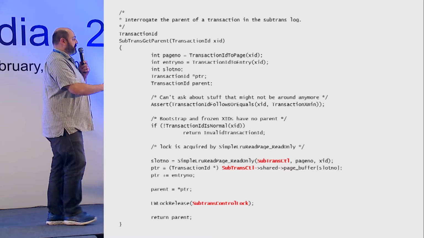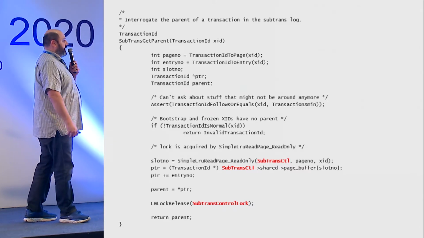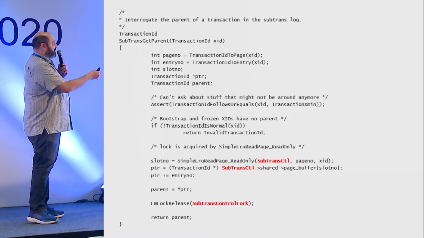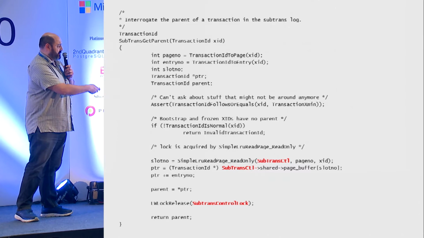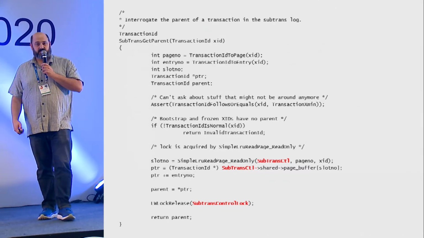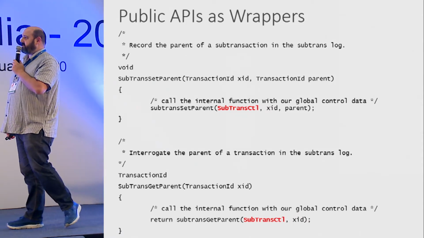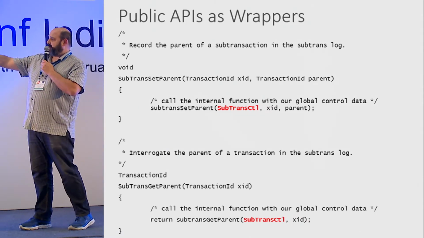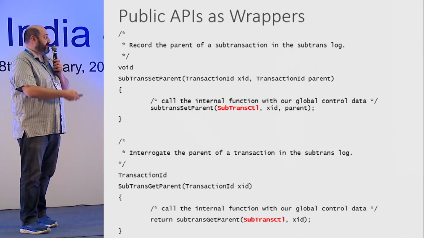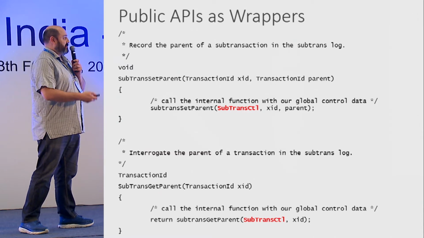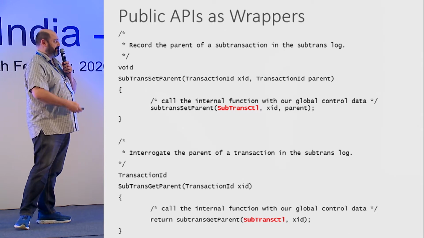And so here's an example of some Subtrans code. This is the Subtrans get parent method as it exists right now. This is a public external API from Subtrans, and I've highlighted in red some of the global variables that it uses. We refactored all the public APIs so that they remain the same, but then they call the internal routine passing in the global control structure. The internal routine doesn't use any global variables, it just uses the data that's passed in.